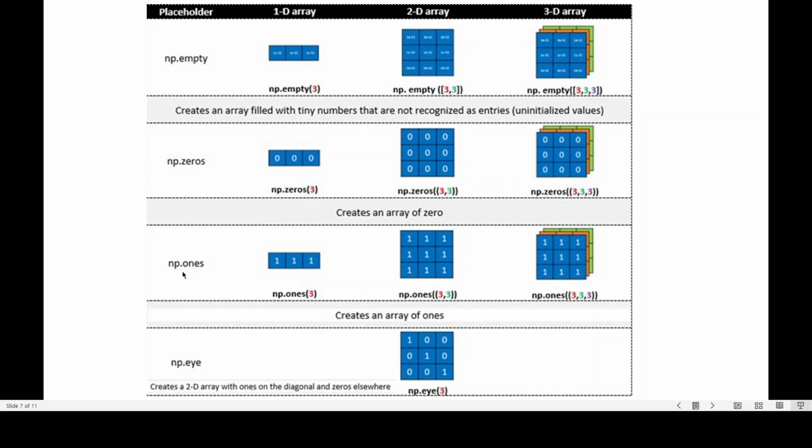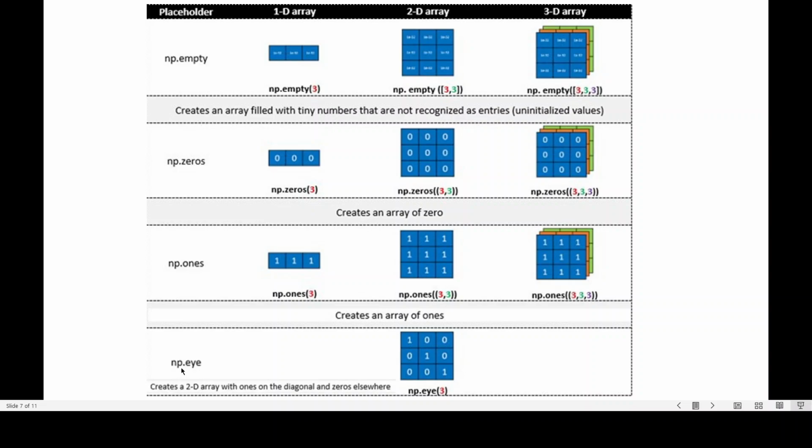The next placeholder function is np.ones(). So np.ones() creates arrays filled with ones. np.ones(3) means a single list of 3 elements all filled with 1. If it is np.ones((3,3)), it's a two-dimensional array consisting of 3 rows and 3 columns all filled with 1. And np.ones((3,3,3)) means 3 blocks of 3 rows and 3 columns all filled with 1.